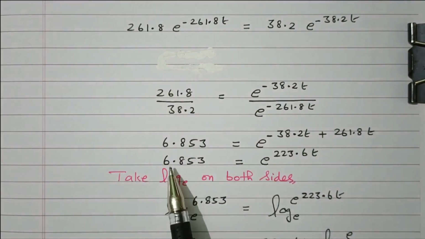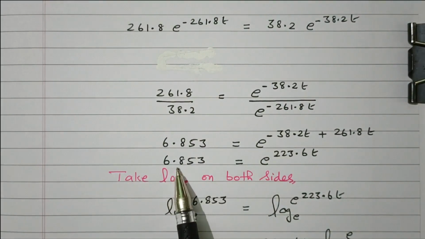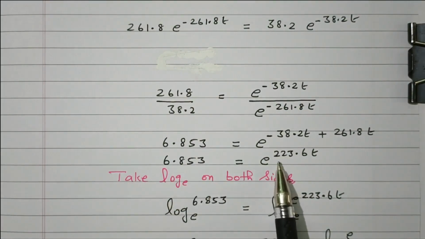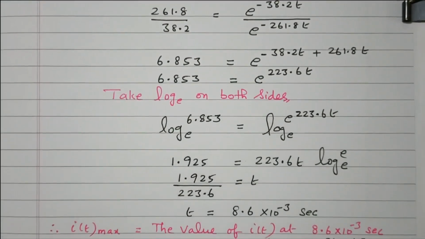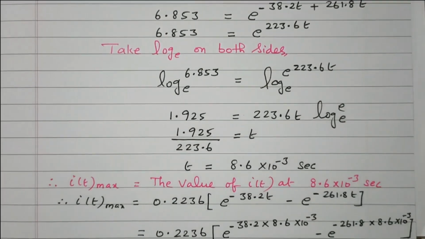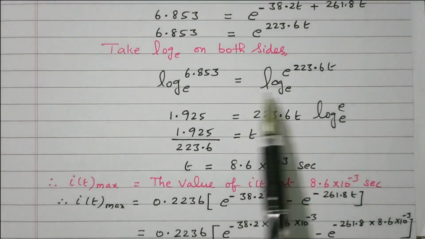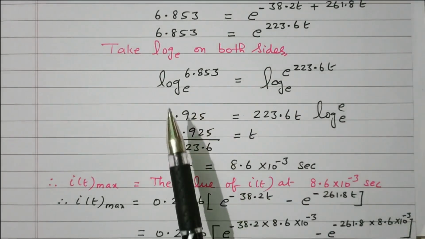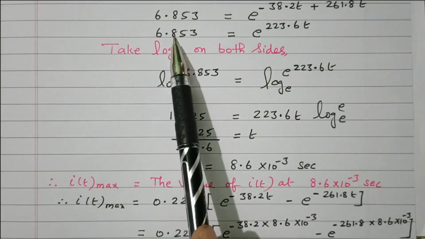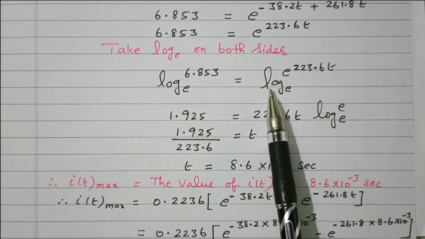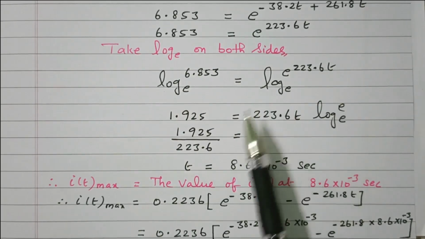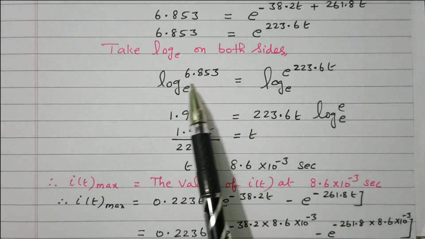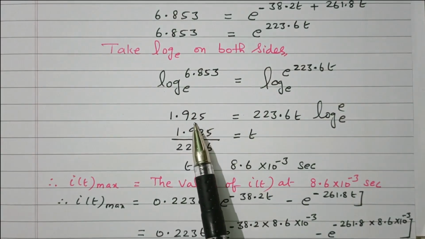So after simplification, we got 6.853 equal to e^(223.60t). The final equation. Now we need to find the value of t. Our aim is to find the t value. So take log on both sides with base e. So log 6.853 base e equal to log e^(223.60t) base e, right? The value of this is 1.925.